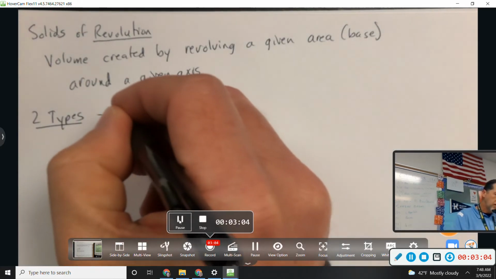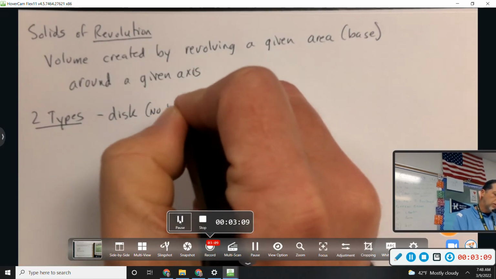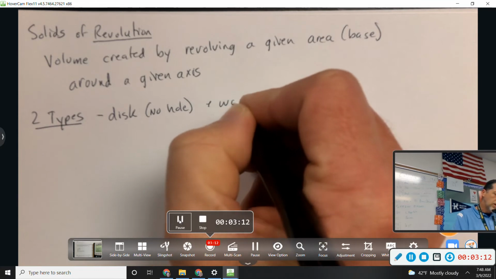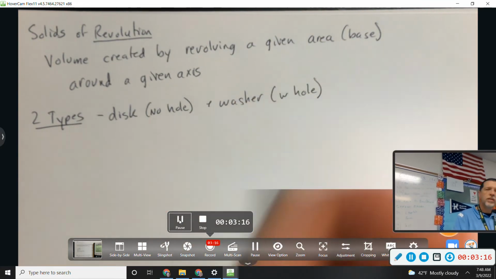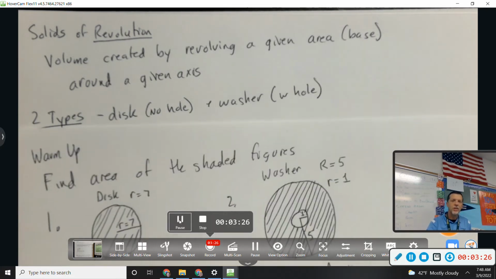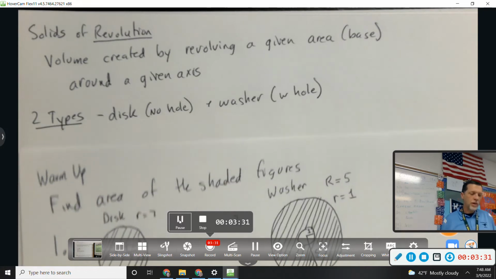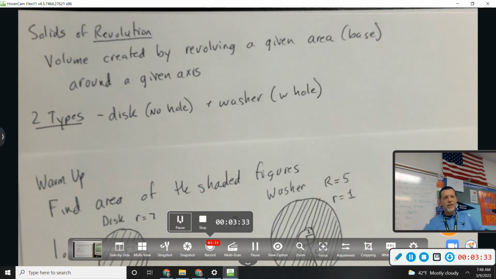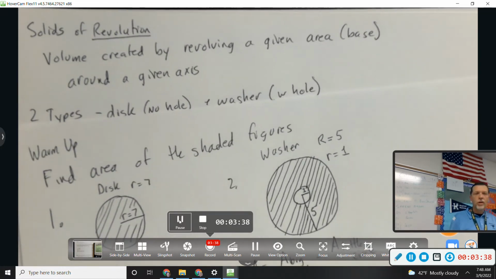Two types. Disk type, meaning there's no hole in the middle, and washer type, ones that do have a hole in the middle. But they're not that different because they're both circles. They're both pi r squared. One just has a missing circle in the middle. So they're a whole lot more similar than most times when you say there's two types of problems. Here, yeah, they're different, but they're not that different. The washer just has a hole in the middle of it.